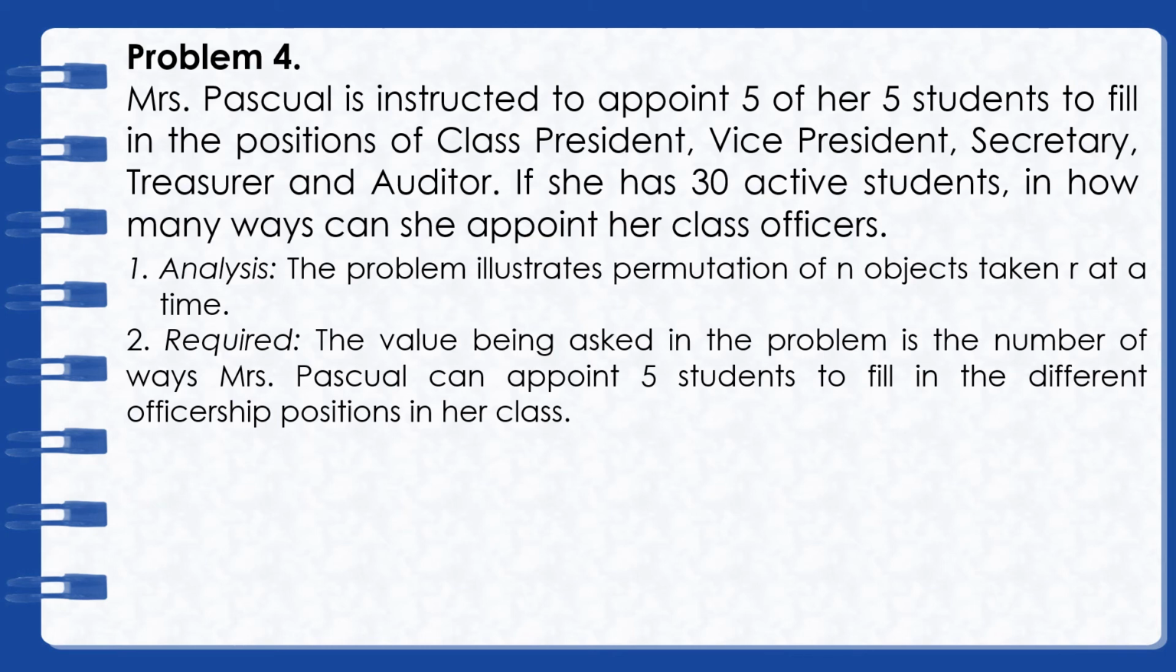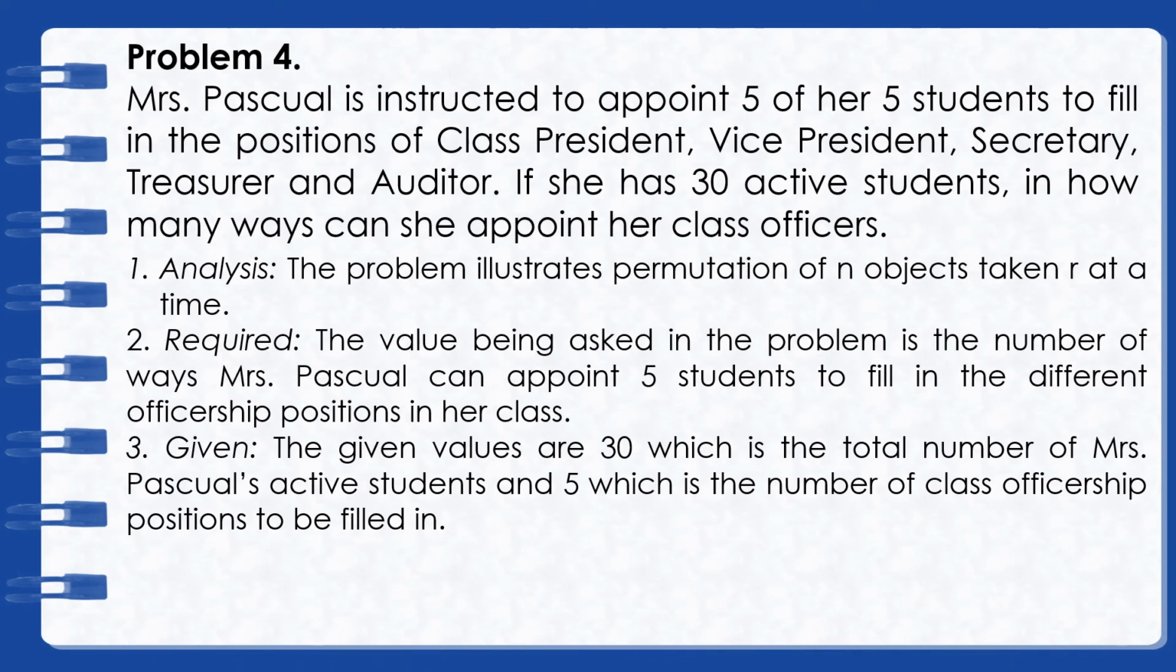And what is being asked? It is the number of ways Mrs. Pascual can appoint 5 students to fill in the different officership positions in her class. What are given? The given values are 30, which is the total number of Mrs. Pascual's active students, and 5, which is the number of class officership positions to be filled in. And the formula that we are going to use is permutation of n taken r is equal to n factorial over the difference of n and r factorial.